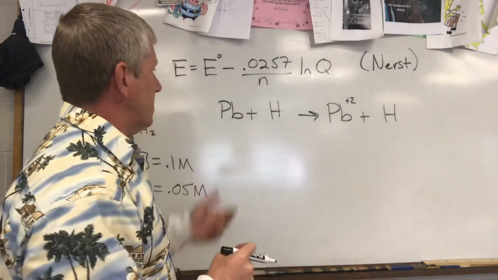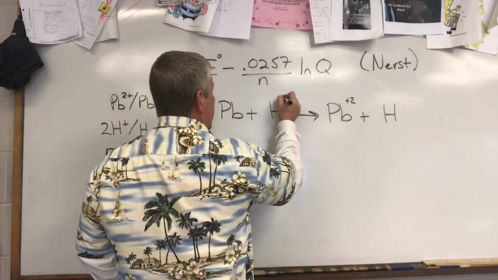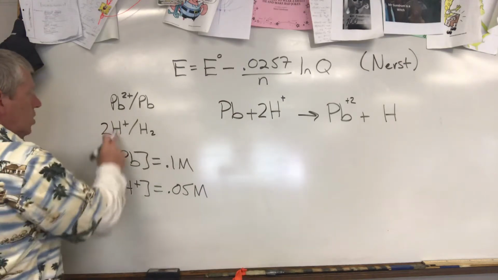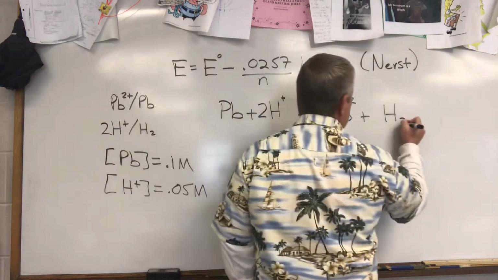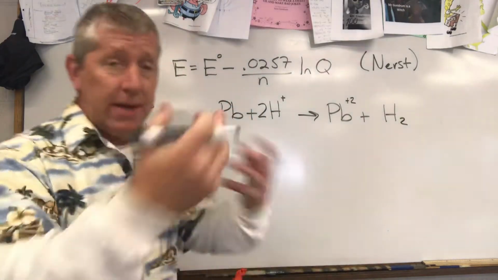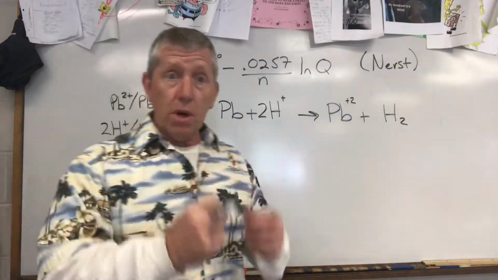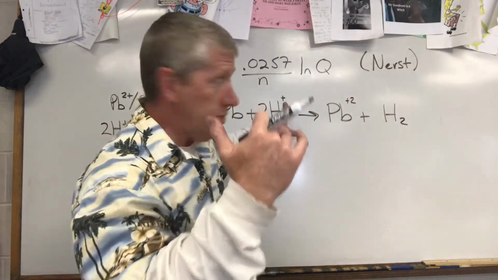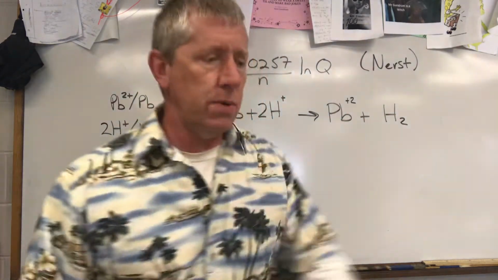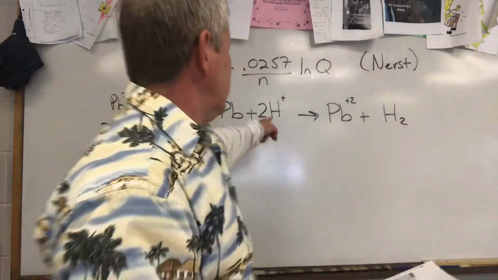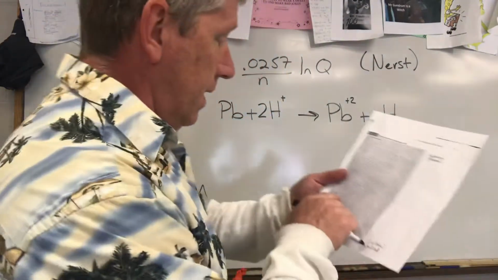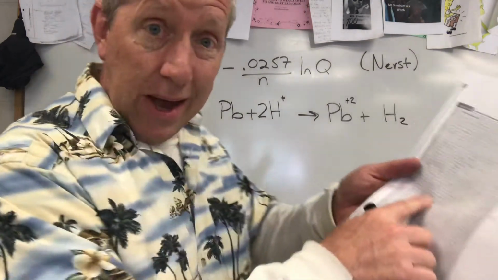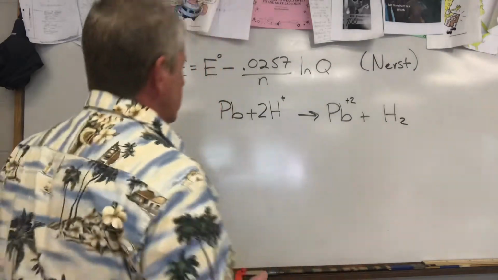The hydrogen started as an ion, 2 hydrogens, and it becomes the diatomic molecule with no charge. So we go from a higher oxidation state to a lower oxidation state. And that's the way it's written right here on the chart too. If you're not sure, it's written right here for you: 2 hydrogens become hydrogen gas. So this is the correct equation.